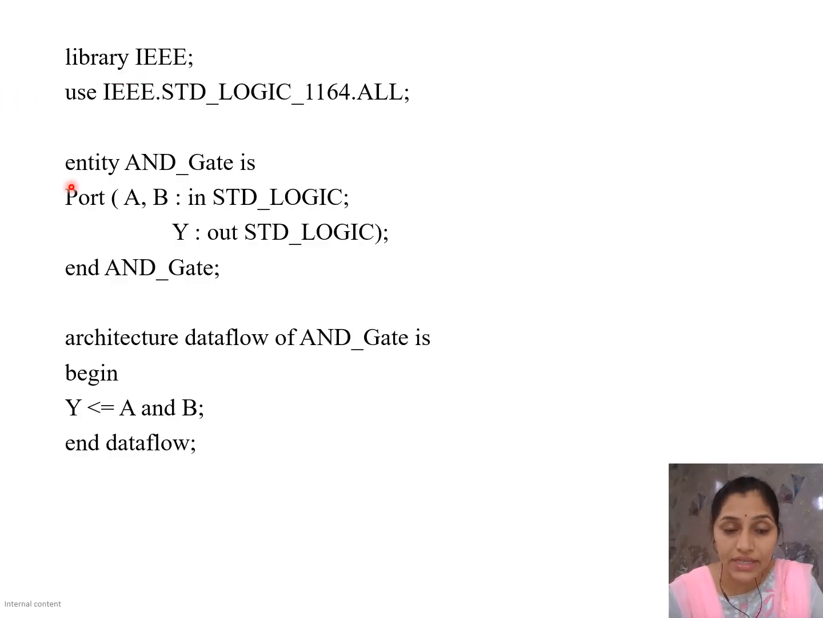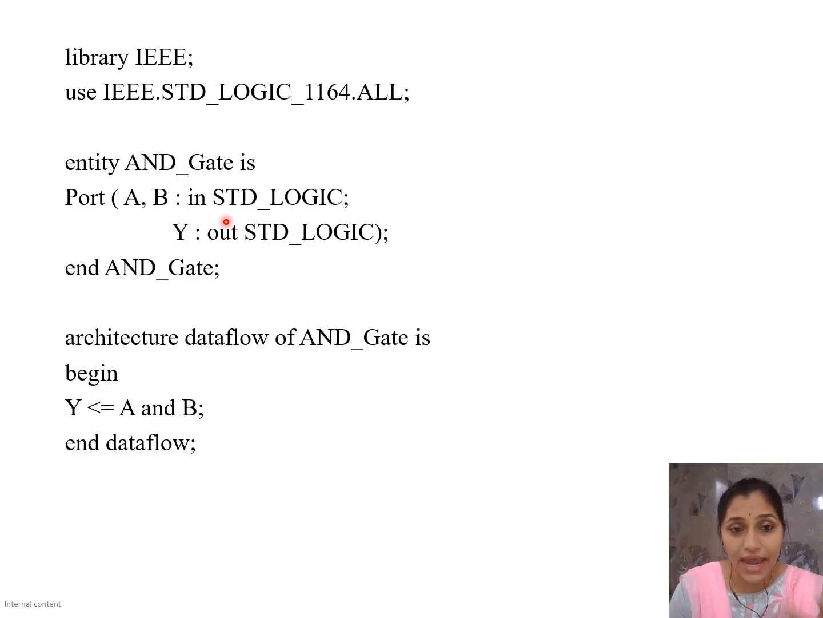Then comes entity. Entity tells us how many inputs and outputs are present. I have written code for an AND gate. So entity, then the name given to the entity, and_gate. Whenever we write a name, or we assign a name to an entity, architecture, package, or library, it must always start with an alphabet, followed by numbers, and only one special character is allowed, and that is underscore.